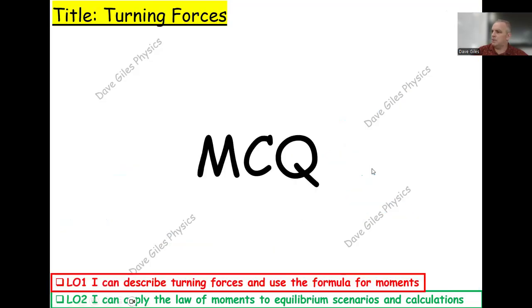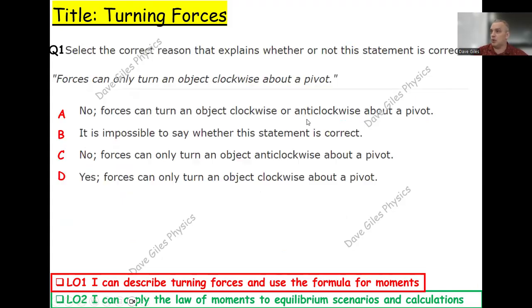So now, we'll have a look at some multiple choice questions. We'll start with some basic ones and move on to IGCSE paper 2 ones. Select the correct reason that explains whether or not this statement is correct: forces can only turn an object clockwise about a pivot.